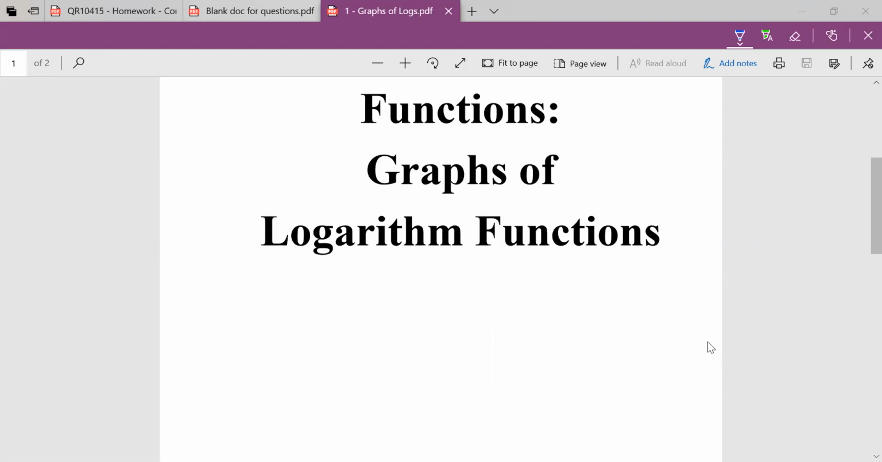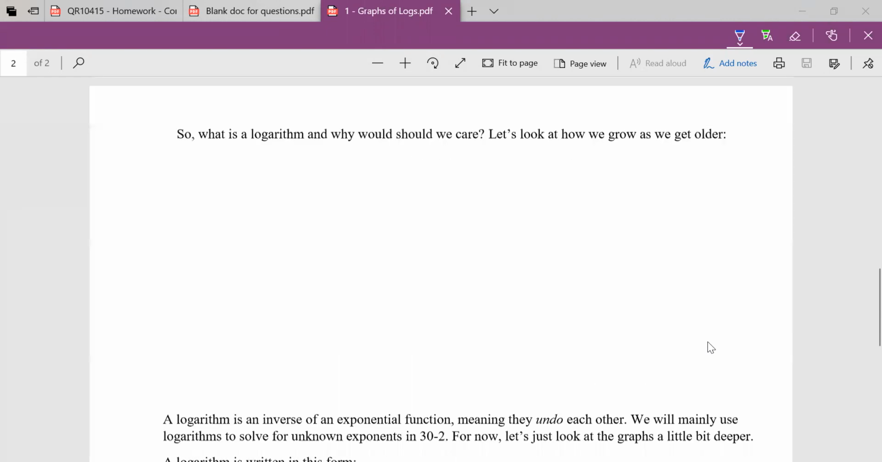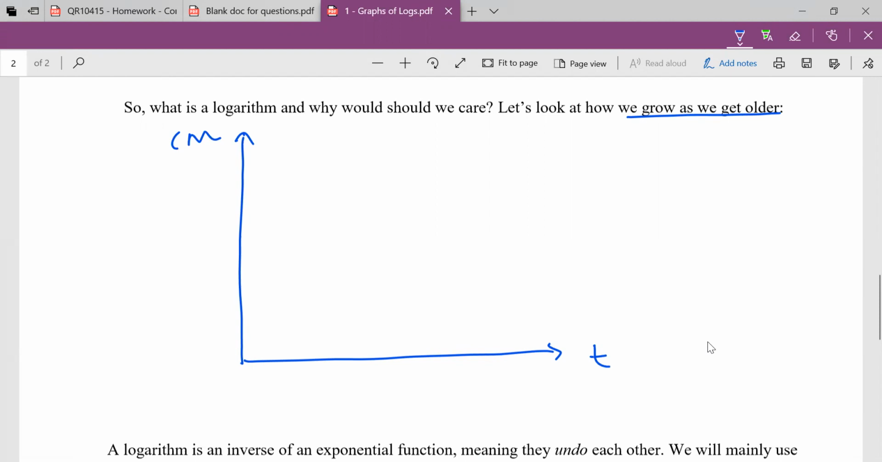So before we look at the graphs, let's talk about why we should care about these things. Why are they important? Well, they've got loads and loads of real life applications. One really easy one that I want to look at is how tall we get as we age. So let's draw a graph here, and we'll put time down here, and we'll put our height up here in centimeters or inches, doesn't really matter.